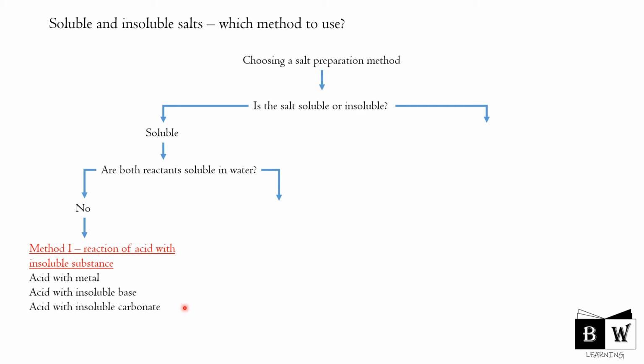In the subsequent video, part 2, we will then look at the two other methods, which you will see in this slide. So moving on, if both the reactants are soluble in water, we would then use method 2, which is titration. Here we react an acid with an alkali or an acid with a soluble carbonate.